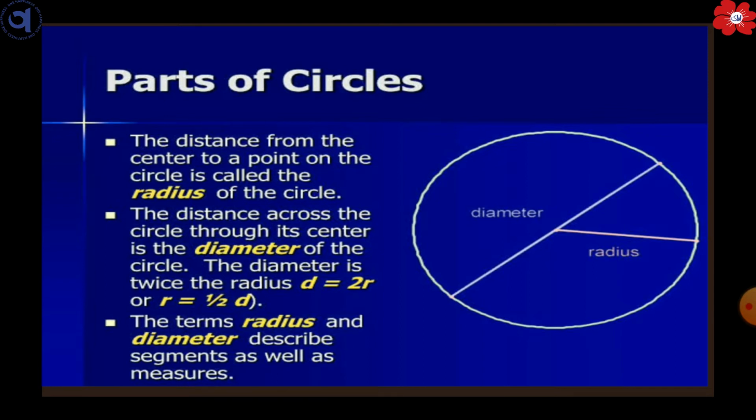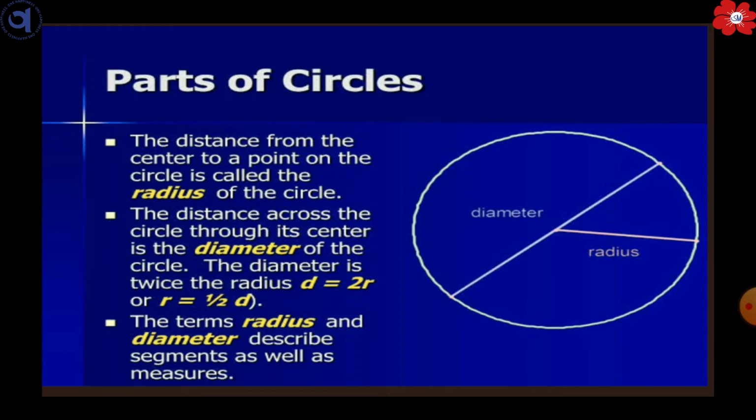Then after, parts of a circle. First of all, we learn what is a radius. The distance from the center to a point on the circle is called the radius of the circle. What is center? The fixed point is called center.